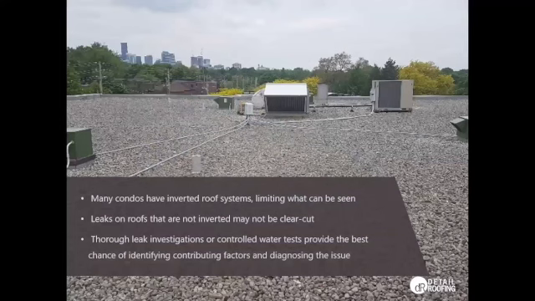Many condo buildings, or at least here in Toronto, have inverted roof systems. So again, that's the membrane covered by the insulation, filter fabric, and gravel ballast. These types of roof systems can make tracing a leak and diagnosing the issue complicated, just because you have to uncover certain areas to be able to see what's happening on the membrane. Now, that doesn't mean that other membrane systems that don't have anything covering them are any more clear cut.